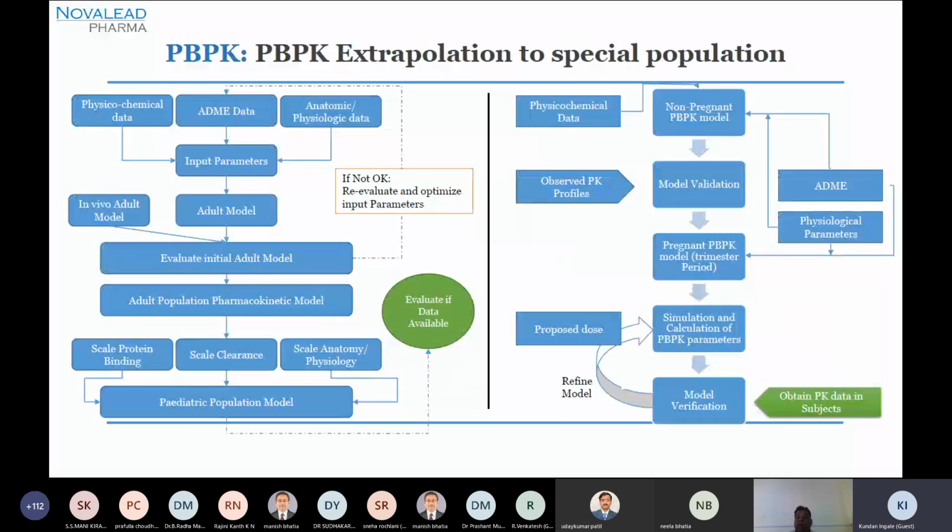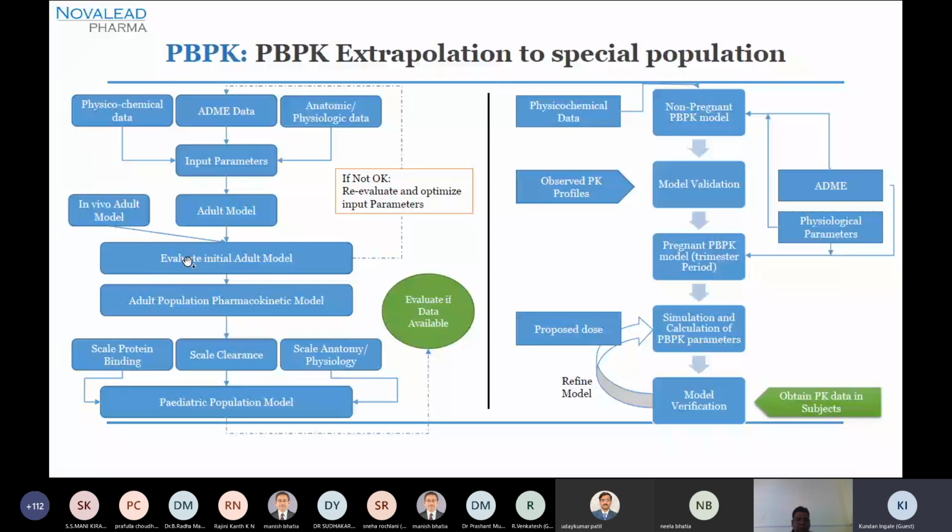Okay, so once you build a PBPK model, it can be further extrapolated to special populations, as I said earlier. I have put in two workflows which are more or less similar. First is the extrapolation of the PBPK model to the pediatric population. Once you have the data, physicochemical, ADME or anatomical data, which forms the input parameters, they are given as input to the adult model. So initially the adult model will be built. Based on the adult model, if there is any in vivo data, it would be used to evaluate the initial adult model.